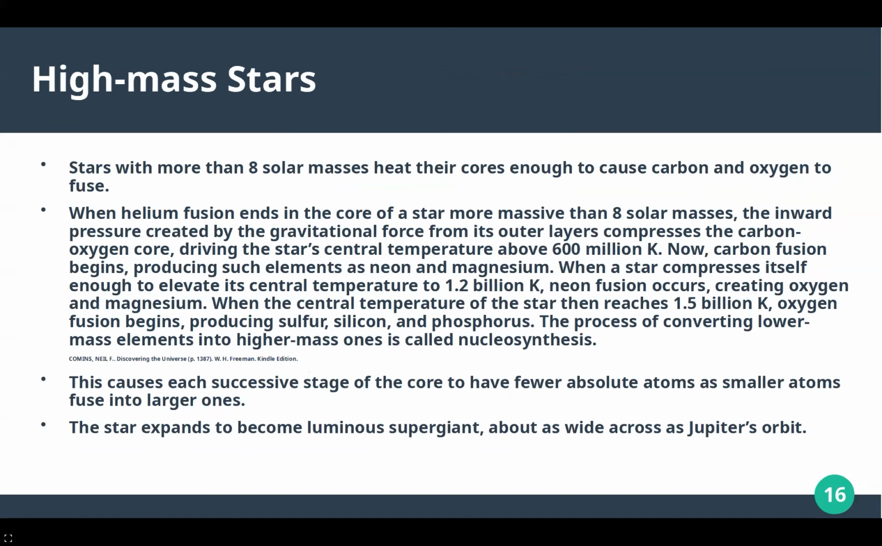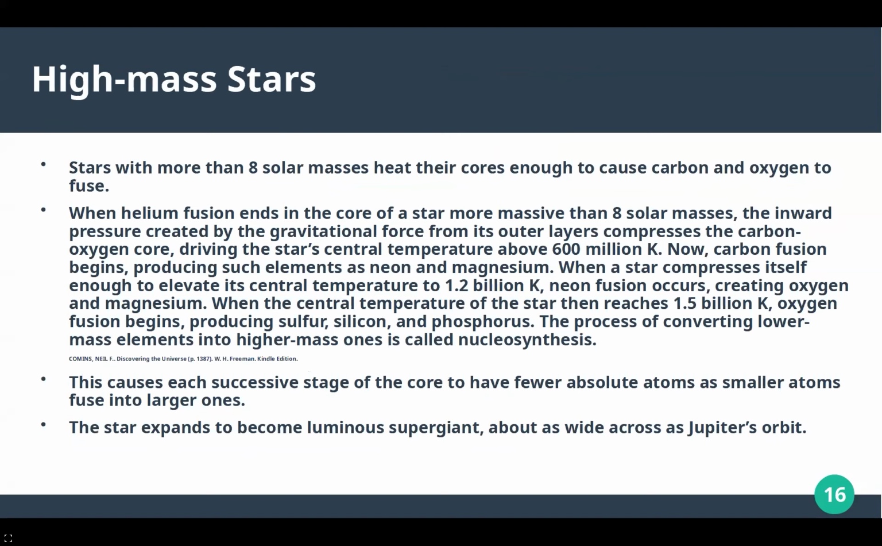When a star compresses itself enough to elevate its central temperature to 1.2 billion Kelvin, neon fusion occurs, creating oxygen and magnesium. When the central temperature of the star reaches 1.5 billion Kelvin, oxygen fusion begins, producing sulfur, silicon, and phosphorus. The process of converting lower mass elements into higher mass ones is called nucleosynthesis.